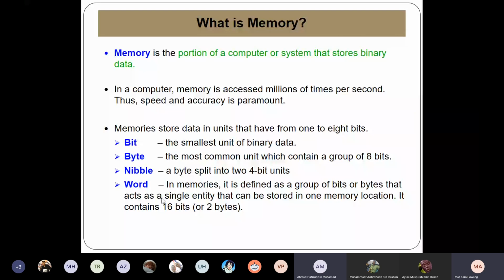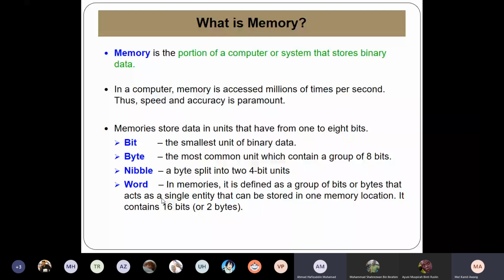Remember in the flip-flops that we have the clock, right? That clock is how fast the changes from ones and zeros happen, and it will indicate the speed of the computer. So how fast it will be able to access the memory. Memory stores data in units that have from 1 to 8 bits, or even now up to 16, 32, or 64 bits, depending.